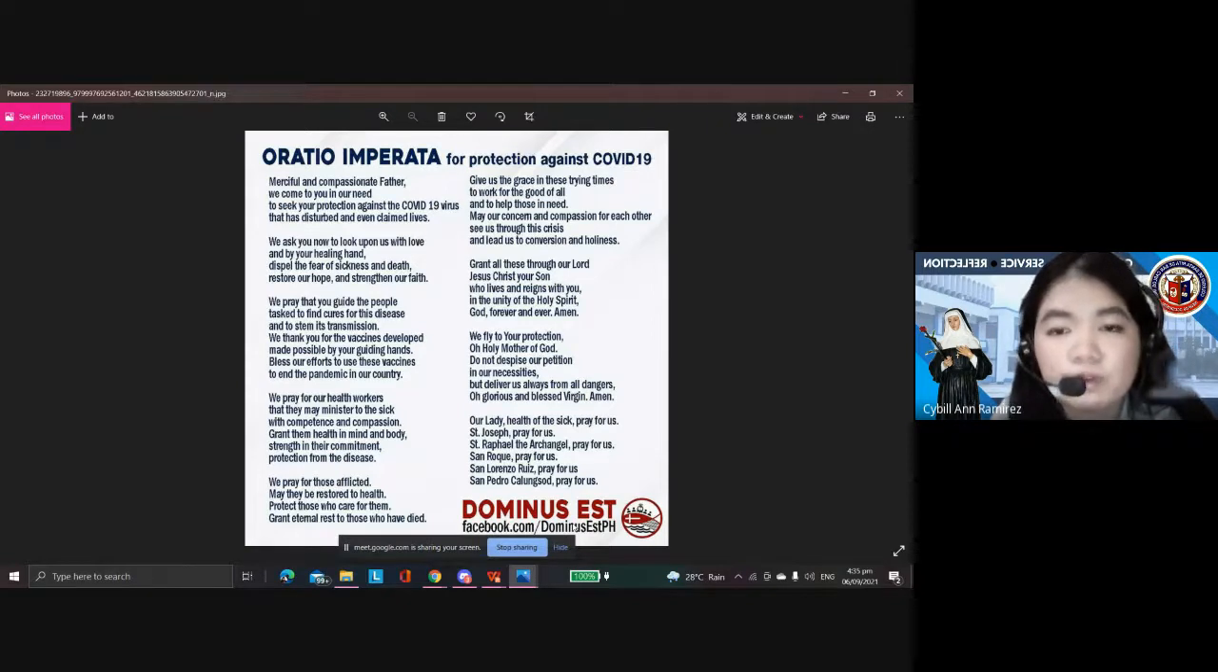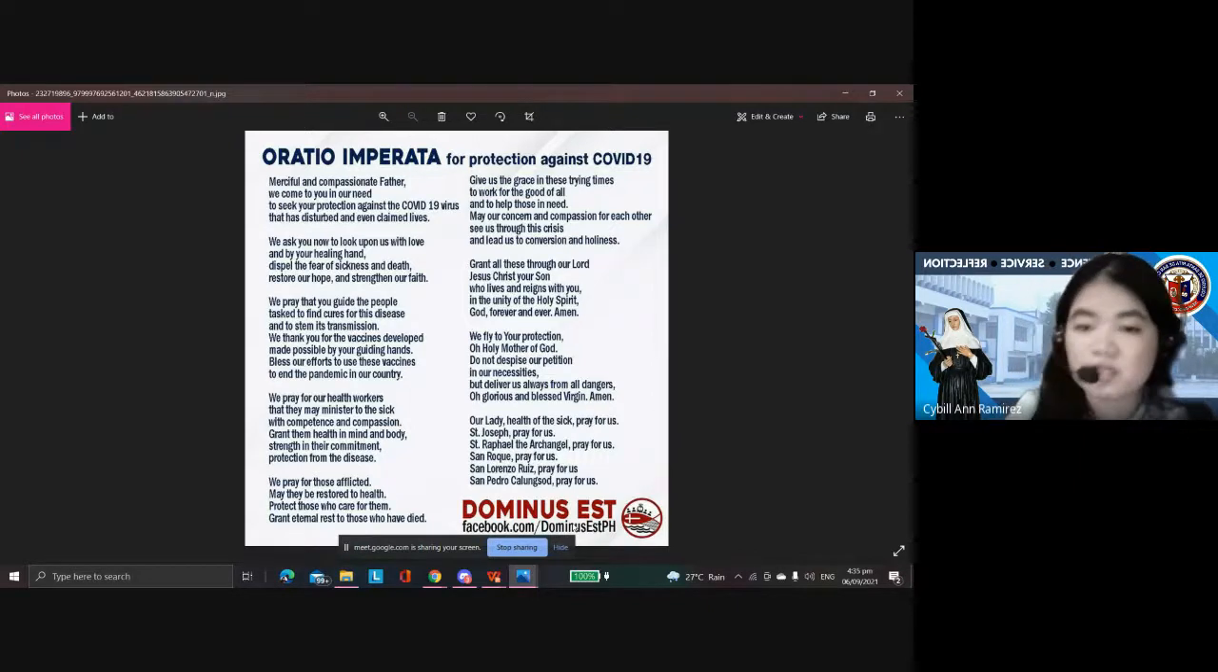Amen. We fly to your protection, O Holy Mother of God. Do not despise our petition in our necessities, but deliver us always from all dangers, O glorious and blessed Virgin. Amen. Our Lady, Health of the Sick, pray for us. Saint Joseph, pray for us. Saint Raphael, the Archangel, pray for us. San Roque, pray for us. San Lorenzo Ruiz, pray for us. San Pedro Calungsod, pray for us. In the name of the Father, the Son, and the Holy Spirit.